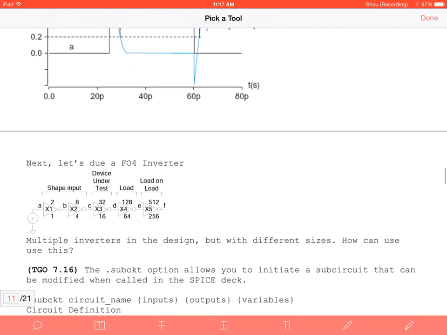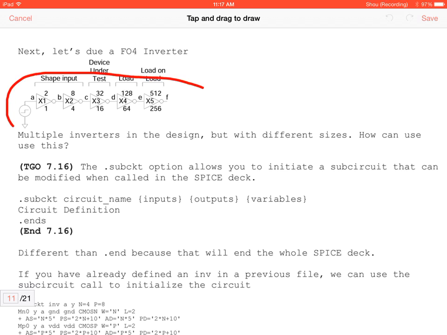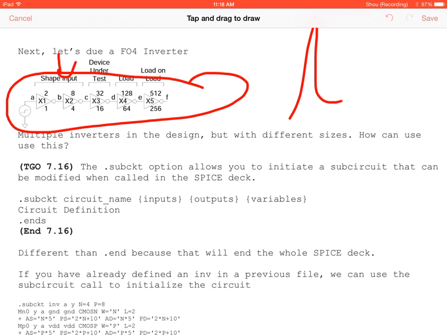All right. So here we have a fan out of 4 inverter. We have a bunch of different sizes. We have these 2 inputs. Remember, we could potentially have spikes, so we have 2 inverters here to try to buffer it, to shape the input the way we want.